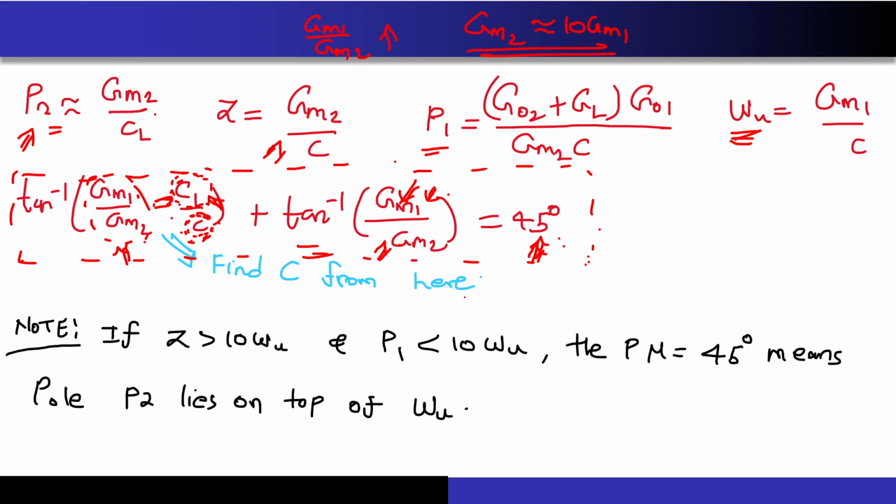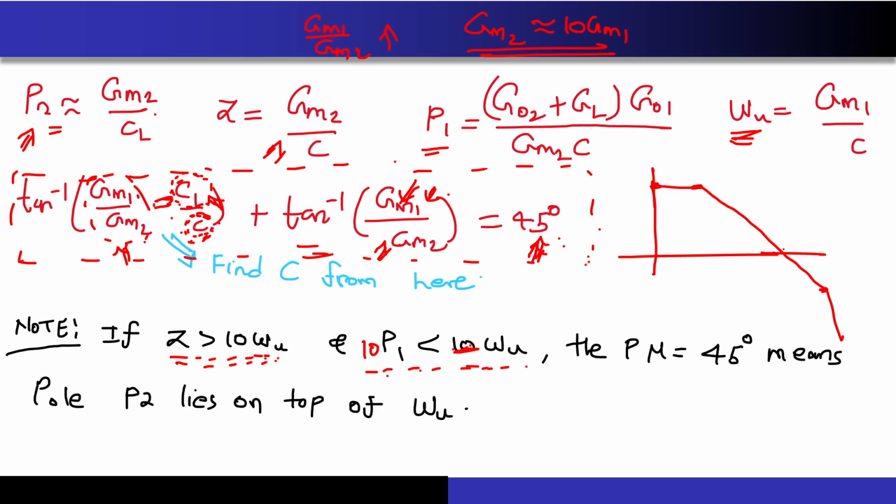Now one more thing from this question: if you calculate the values, you will find that your zero lies at around 10 times your omega UGB. What I was saying is that your omega U is greater than 10 times P1. Let's say your system's magnitude plot looks something like this, and here you have a P2. So around omega UGB, your system is acting like a first order system. In this case, you will get a sufficient phase margin.